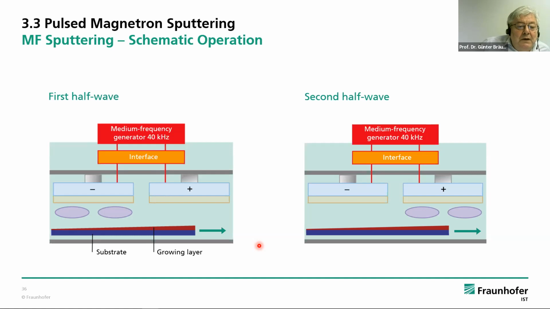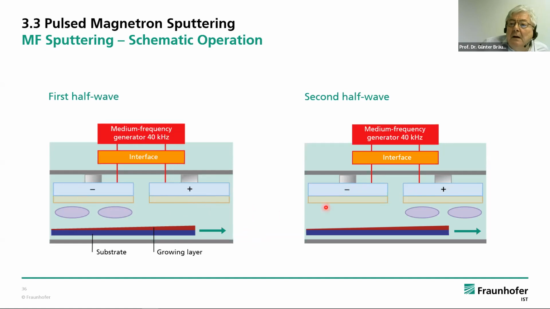We worked at 40 kilohertz. The frequency is not so critical. Today you can work at 10 to 100 kilohertz, and you get a huge variety of power supplies for this frequency regime. So in the first half wave, the left electrode is acting as the cathode, and the right one is collecting the electrons as an anode. And charge is having built up.